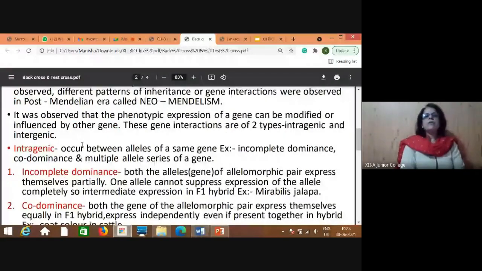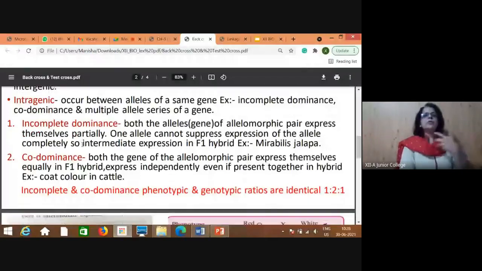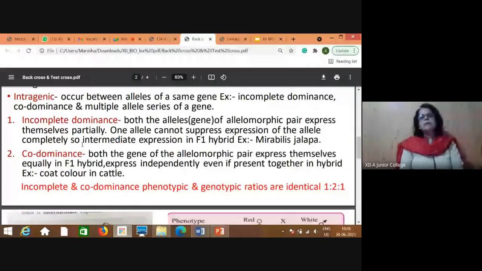So these modified things explained by other experiments by different scientists are considered to be gene interactions. There are two types of interactions given in your textbook, that is intragenic and intergenic. Intra means within the species or the alleles, and intergenic means in between the different. So intragenic expressions occur between the alleles of the same gene. For example, incomplete dominance, codominance, multiple allele series of a gene. These are the intragenics, meaning within the same gene, but the alleles are different. So that is what is called intragenic.